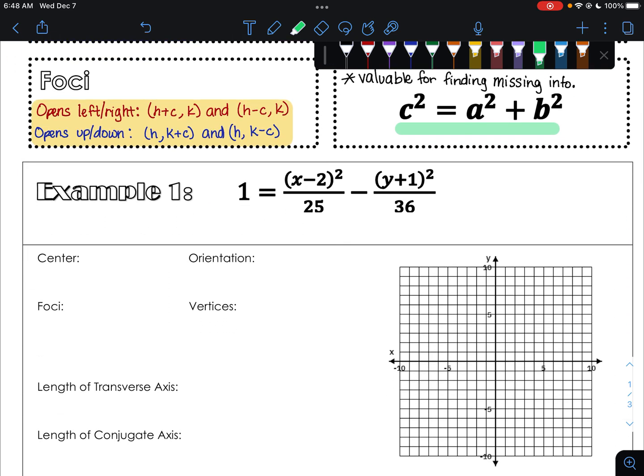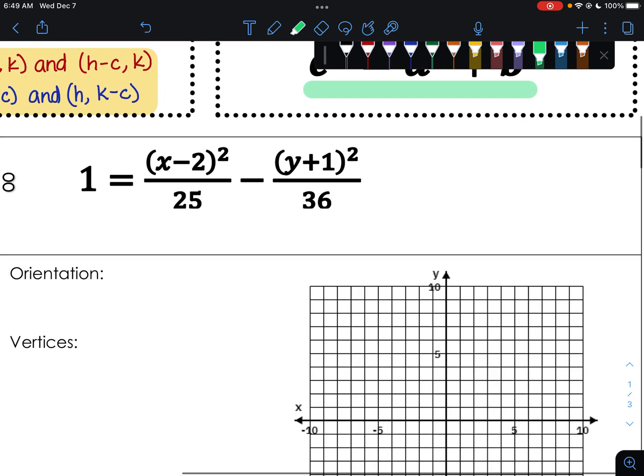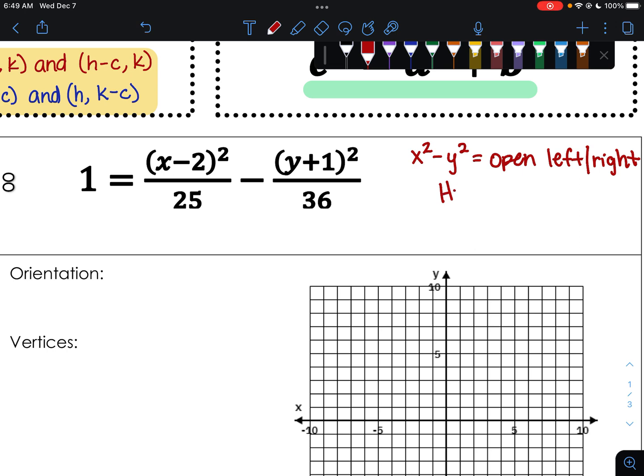So going into our first example, the first thing, let's determine how the hyperbola opens. So notice that our x is coming first. Since x is first, it is going to open left to right. So I'm going to write, since it's x squared minus y squared, that means it opens left, right, which means it's going to be horizontal.